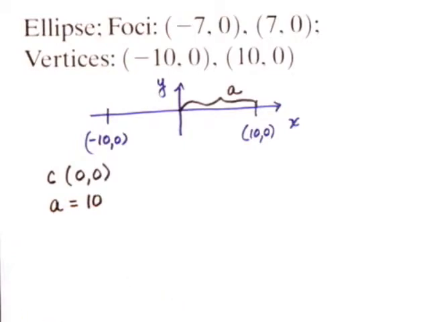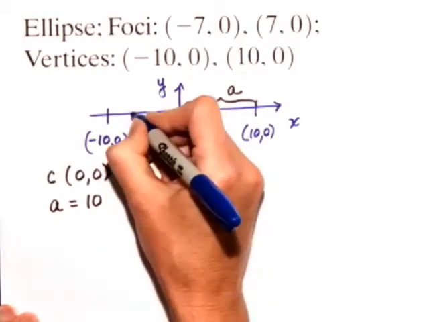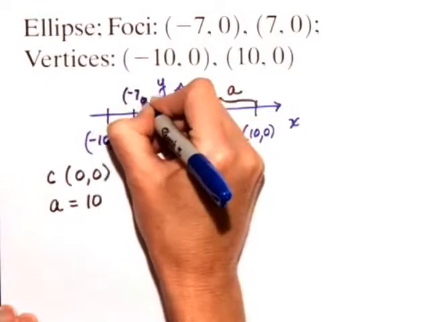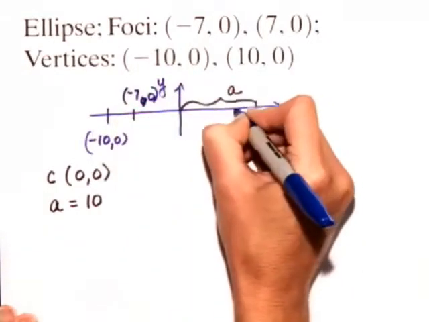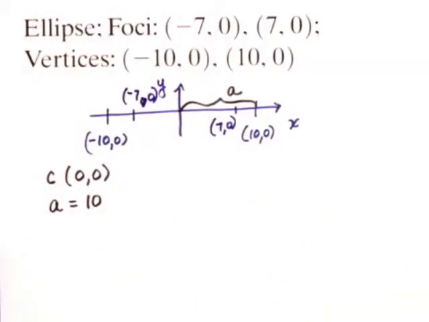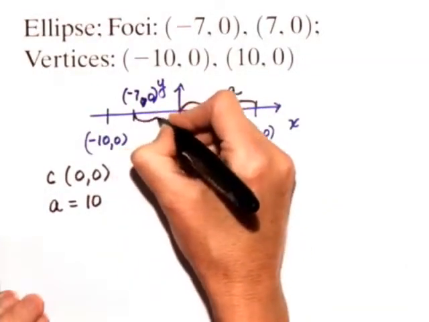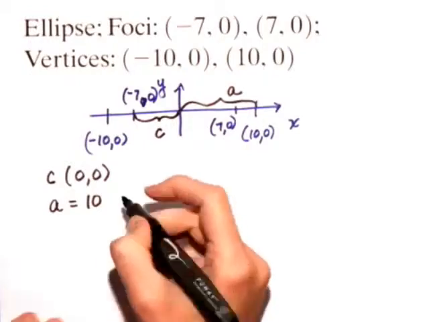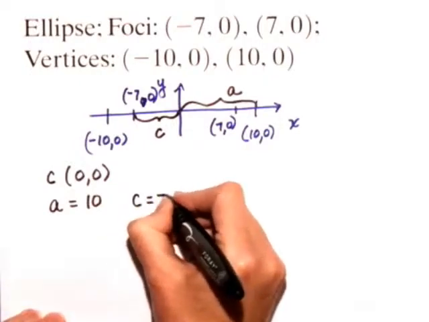We also know that anytime we have a focus, it's located c units from the center, also along the major axis. So we have (-7, 0) and (7, 0). We have a focus located there at each one. Each focus is c units from the center. So we know now that c is equal to 7.